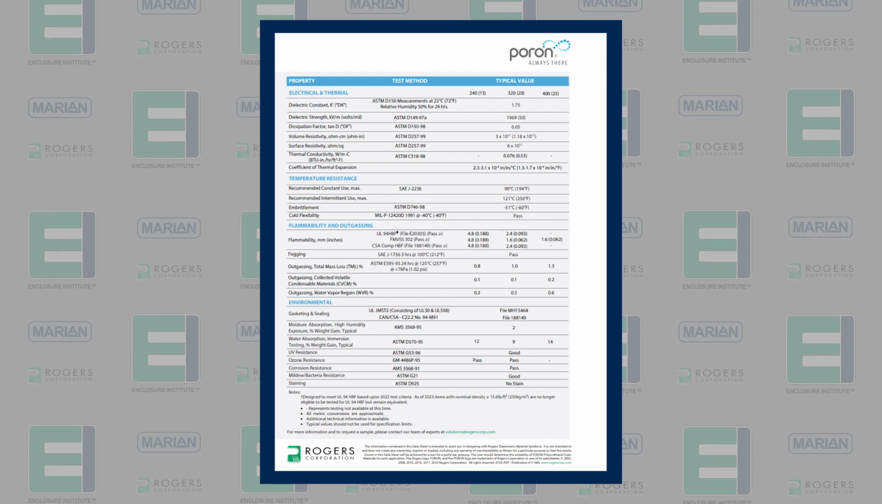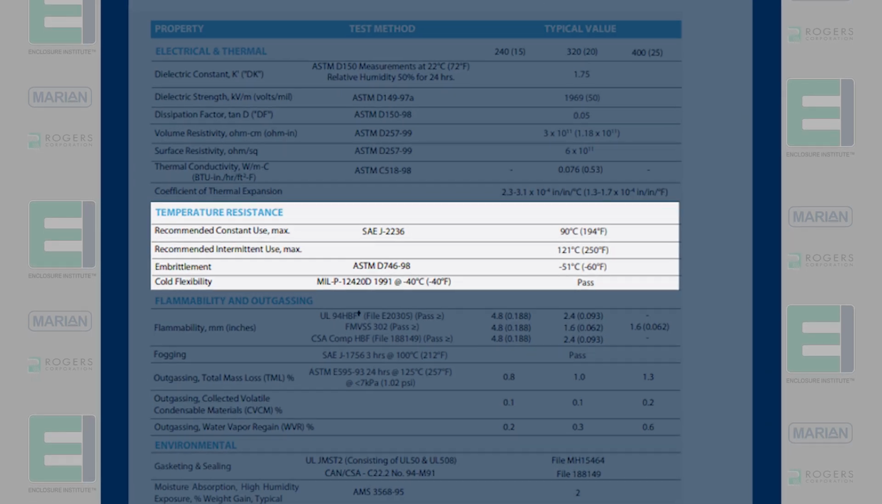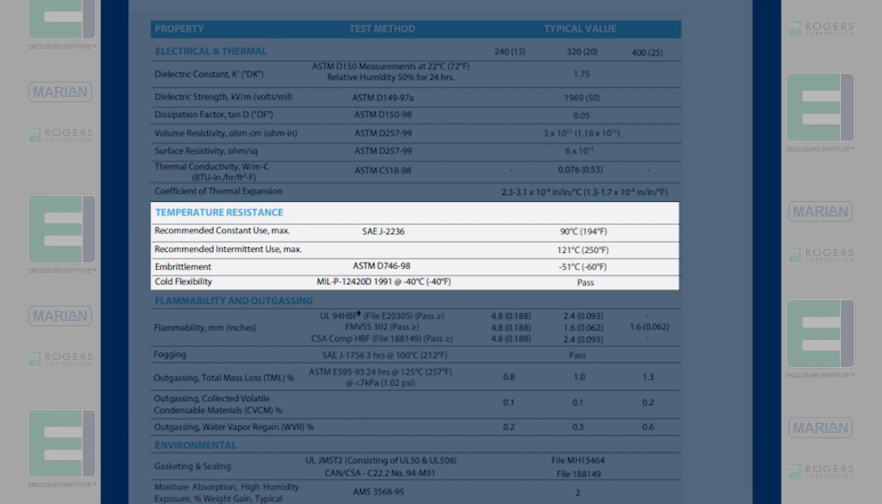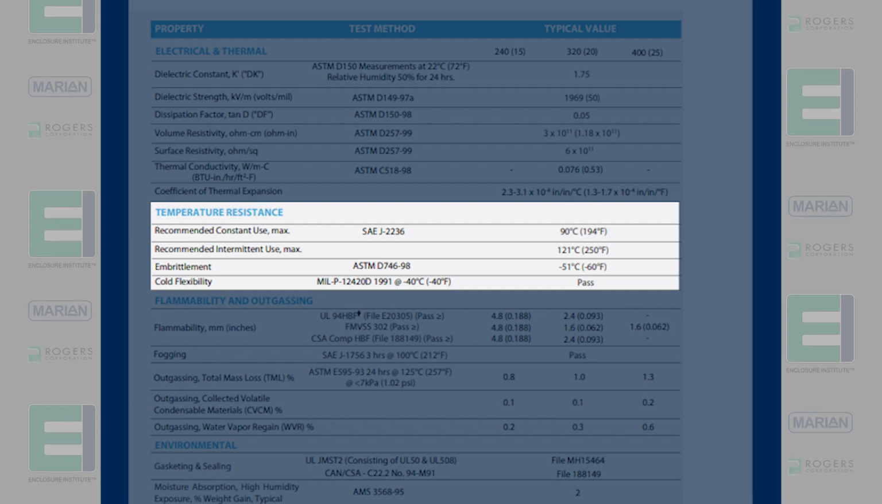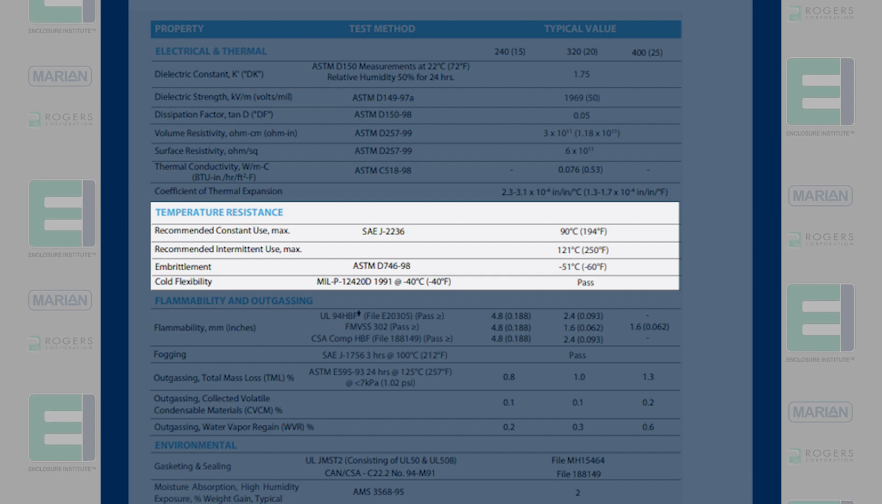The next problem that we'll discuss has to do with temperature. Problems occur when temperatures exceed the recommended limit for a material. Short spikes in high temperatures that are above a material's recommended limit may not cause immediate failure, but over time, high temperatures can cause seals to crack, harden, or lose elasticity, which then can lead to premature failure.